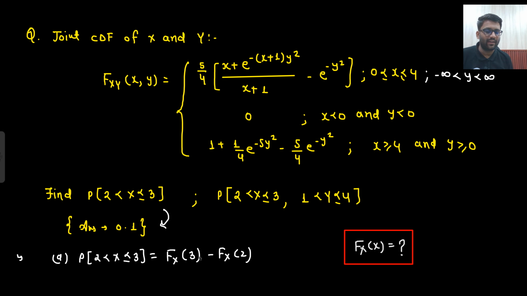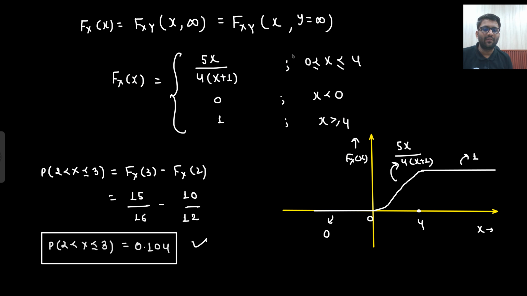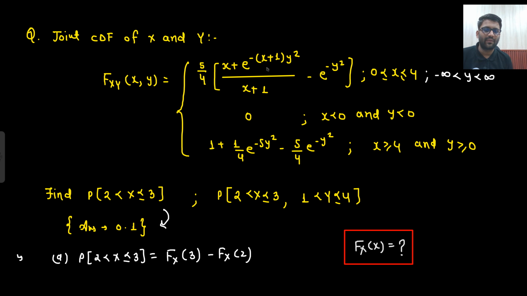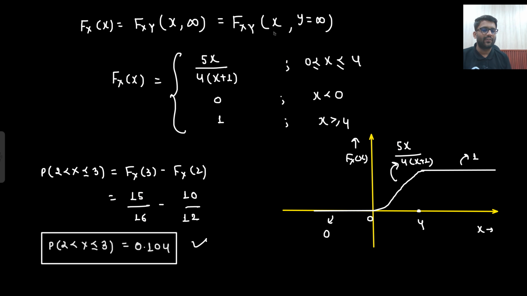What I needed was Fx(x). How will I get it? By putting the value of y equal to infinity. So here I put y equals infinity, and here I put y equals infinity. If I put y equals infinity, here I am getting 5x divided by 4x plus 1, and here I am getting 1. So this kind of expression I am getting, this is my Fx(x). Now this is something that I require. So for this what will I do? I will apply the formula only.